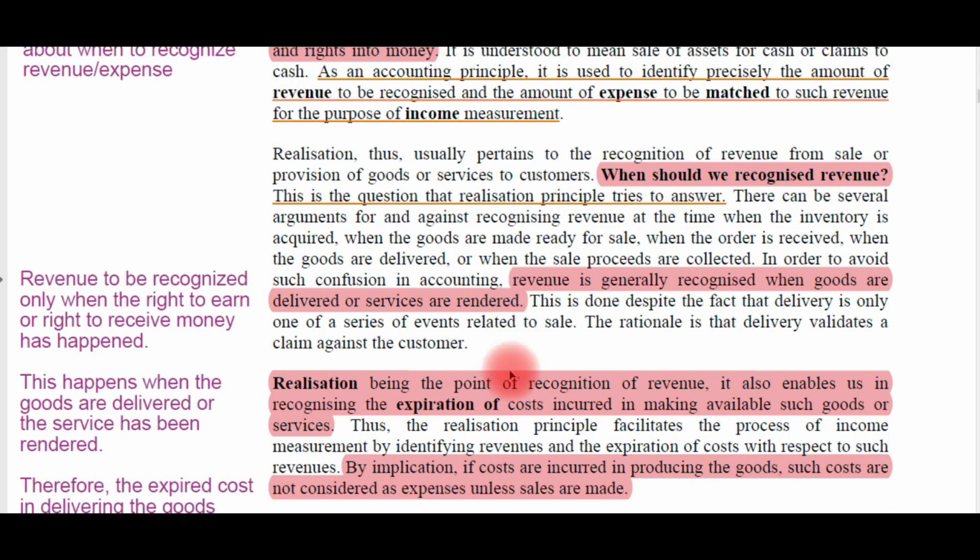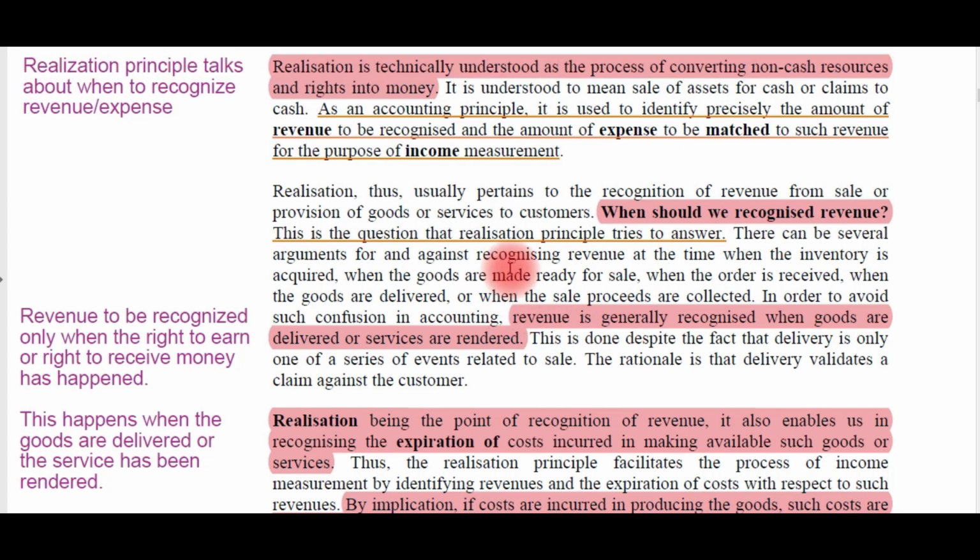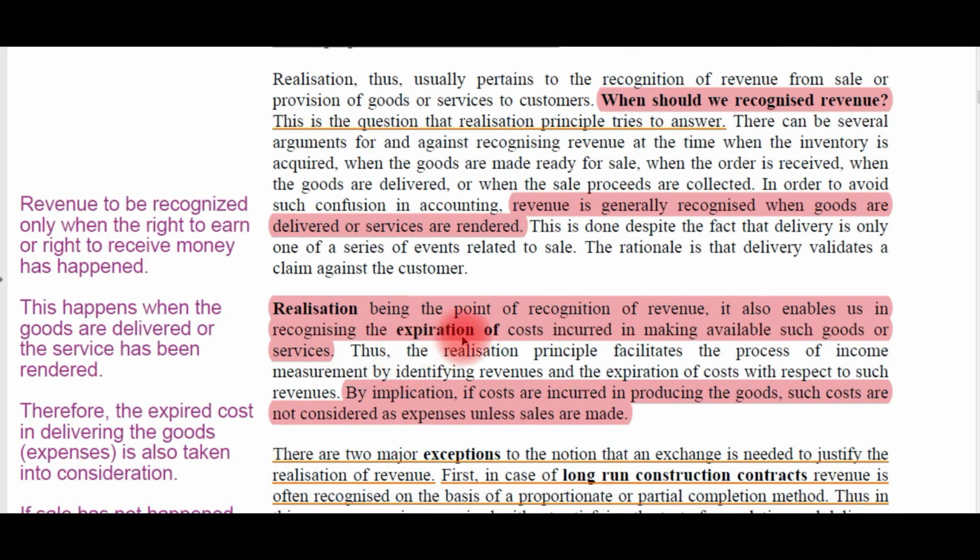Revenue happened. Not necessarily is cash exchanged. When goods are sold, the other person may not pay you the cash immediately, but still, as per the realization principle, we have to treat revenue as generated. Realization is the point of recognition of revenue, meaning at what time revenue is generated.